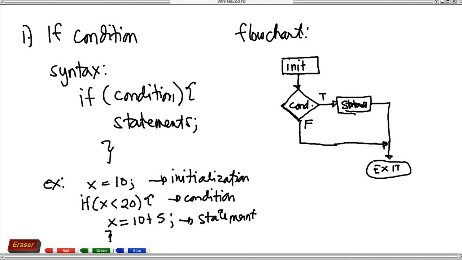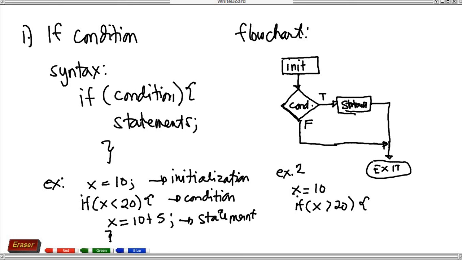Now, what if the condition is false? So for example again, example number 2, in this case, we're going to make it false. x is again 10, and the condition is if x is greater than 20. Now, take note that we are making use of greater than, this one is less than, so these two are relational operators, right?